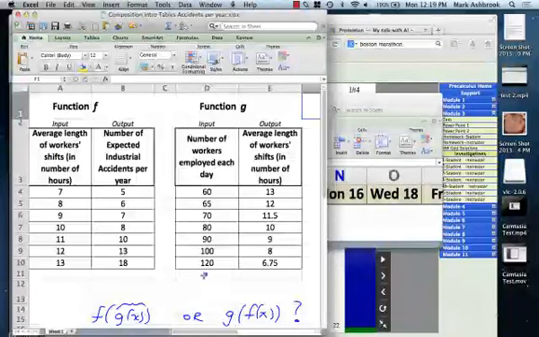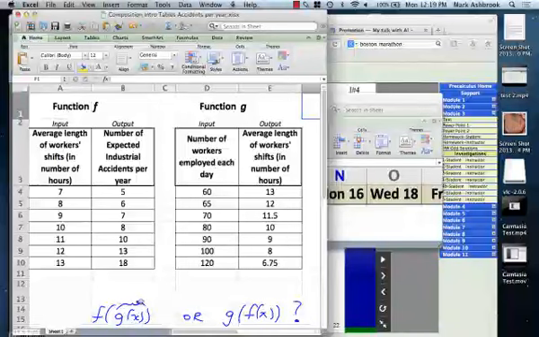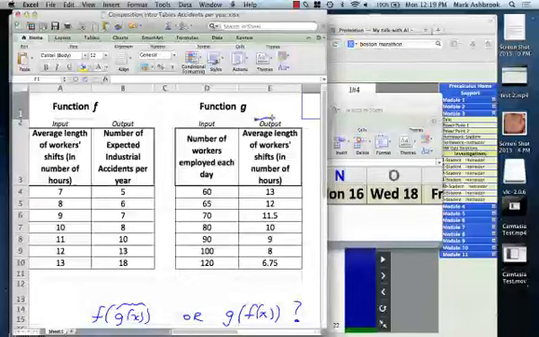So talk to me about the output of g. What's the output of g? No, what does it mean? What's the quantity, the output of g? What quantity does that represent? What do you get when you put something into g? It gives you what kind of thing? Right, it's the average length of a worker shift, right?